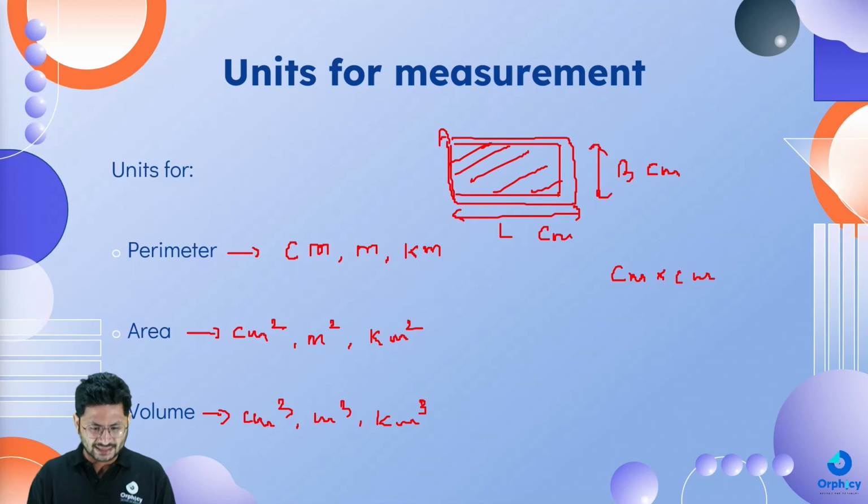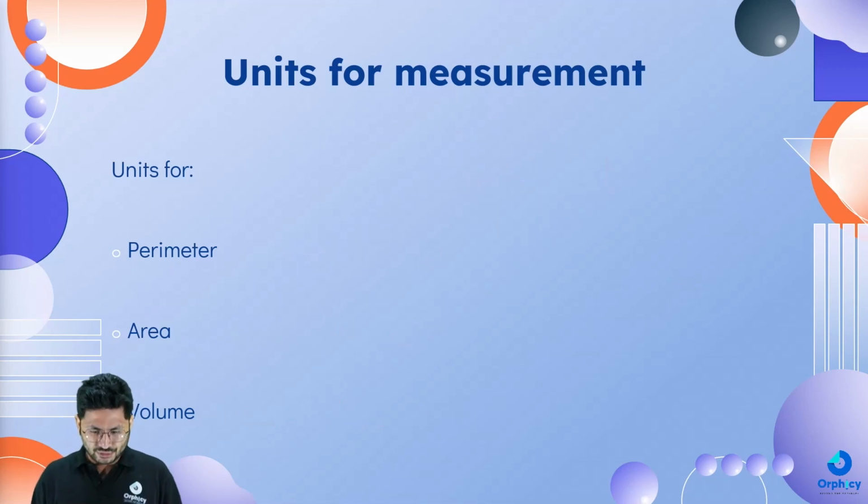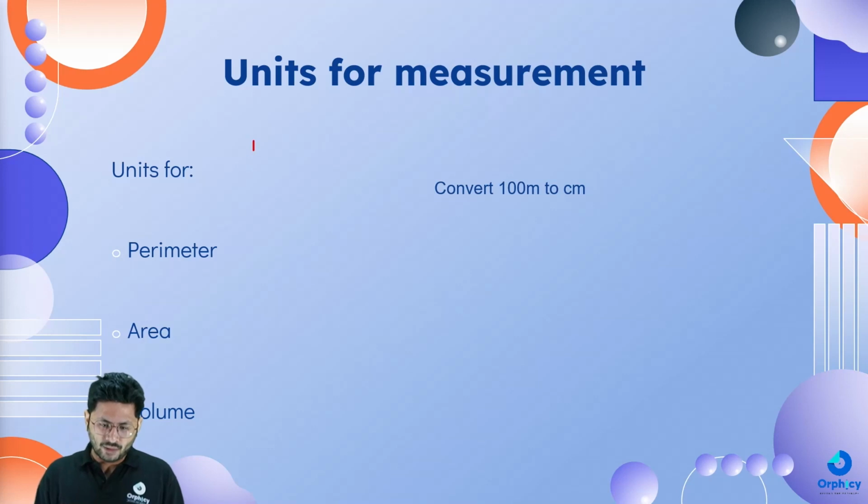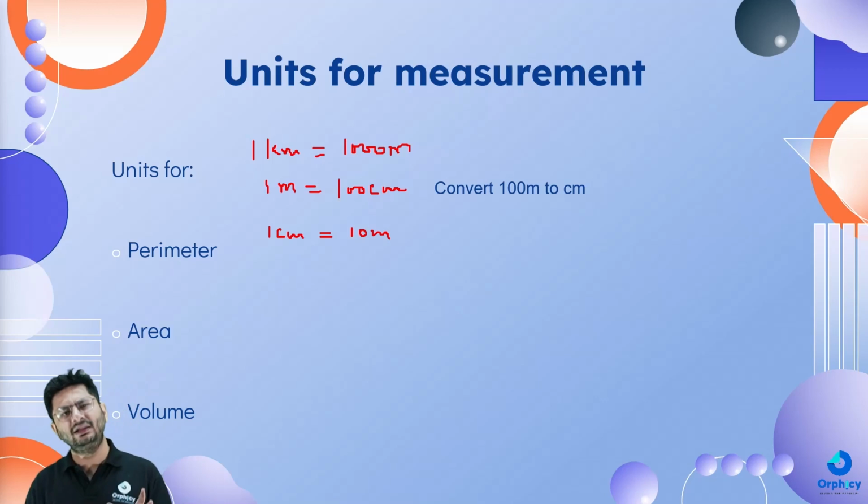Great. So let's understand and try to convert one unit to the other. Let's start with converting 100 meters to centimeters. First of all, we need to remember that 1 kilometer is equal to 1000 meters. This we all know. 1 meter is equal to 100 centimeters and 1 centimeter is equal to 10 millimeters. This we already know, right?